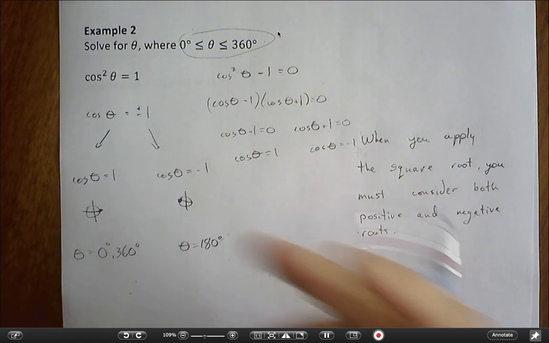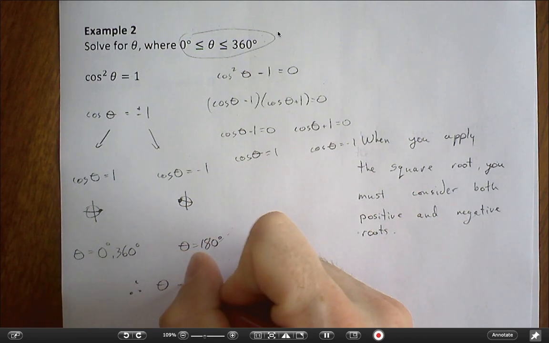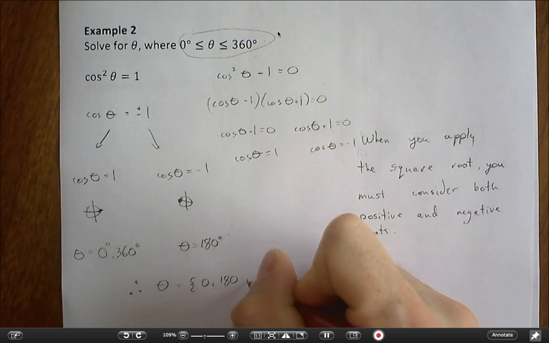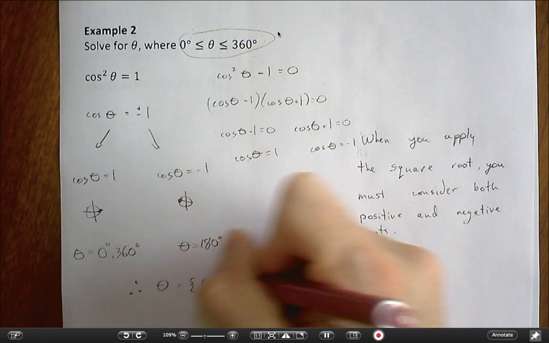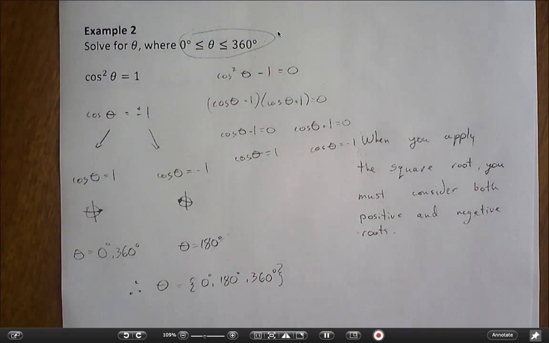So my solutions are, therefore, theta is equal to 0, 180, 360. Please don't forget to put your degree signs. So this is an example of exact values. If you notice, I went through that whole example without my unit circle, without a calculator. If you want, you could have had a copy of your unit circle as you guided your way through that.